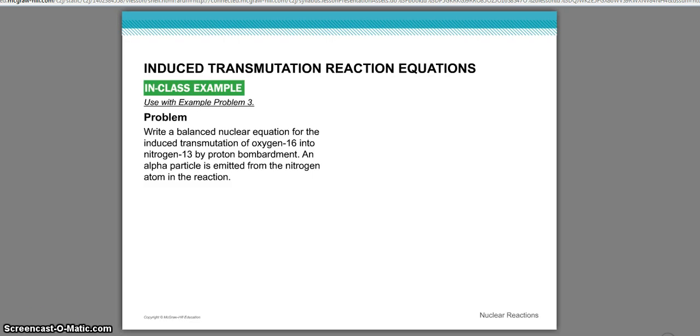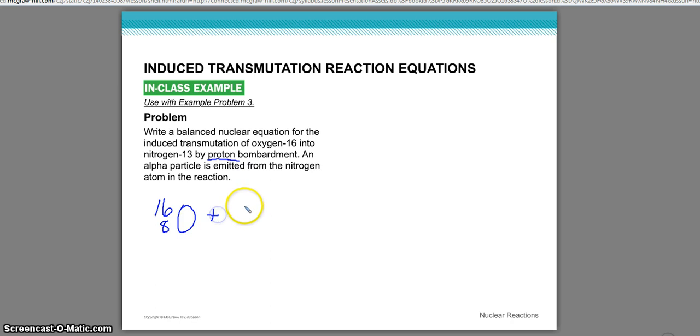Here we go. Write a balanced nuclear equation for the induced transmutation of oxygen-16 into nitrogen-13 by proton bombardment. An alpha particle is emitted from the nitrogen atom in the reaction. All right, so let's think about what are we starting with? Well, we are changing oxygen into nitrogen. So we're going to start with oxygen-16. So we have our 16 and our oxygen, and we know that oxygen is element number 8, so that's our atomic number, and we're going to bombard it with a proton.